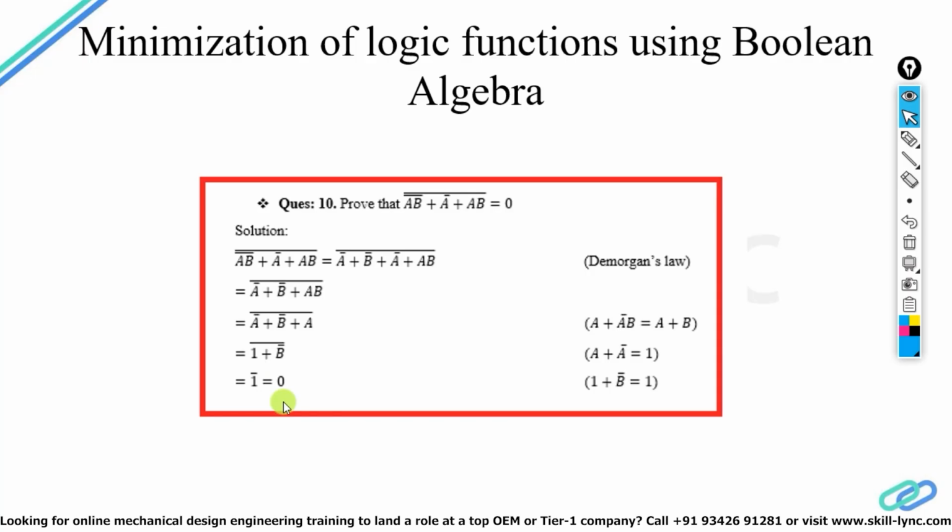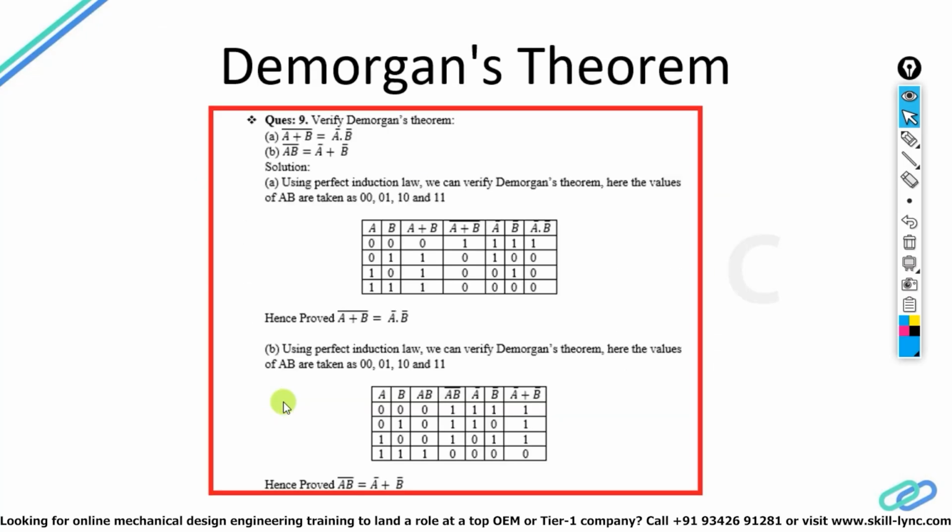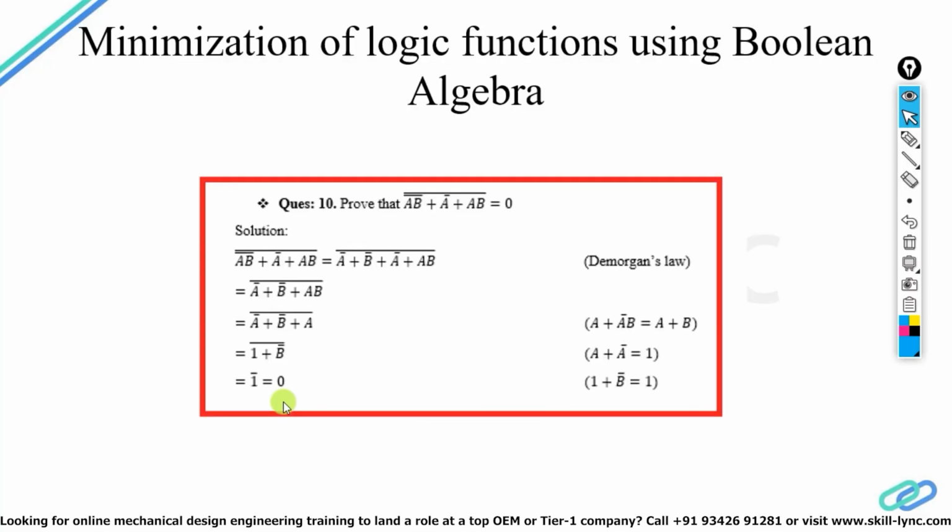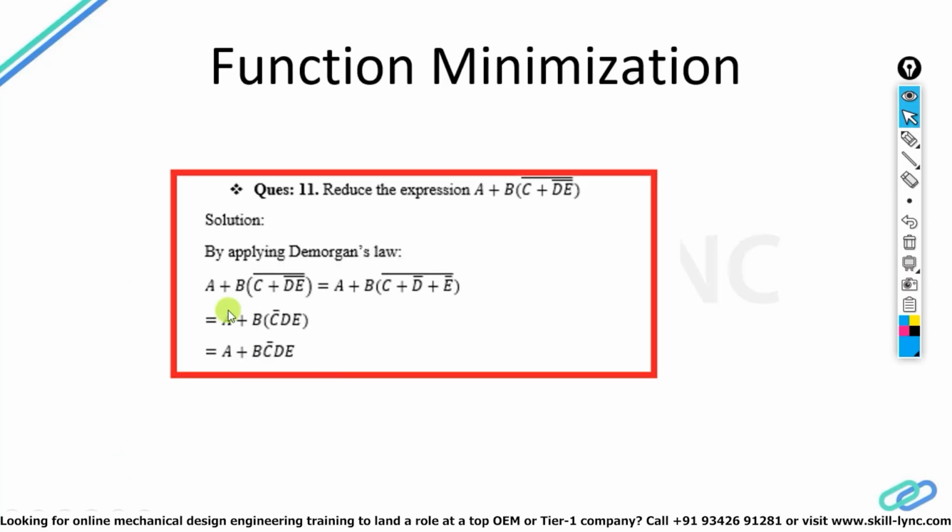So DeMorgan's theorem, as we have proved earlier also, is the same as what we have implemented over here. Here we are taking a bar plus b bar plus ab, then we are using the formula and getting plus 1. Plus 1 gives the value 1, and its complemented form is 0, that's why it is 0. After that, the next is reduce it.